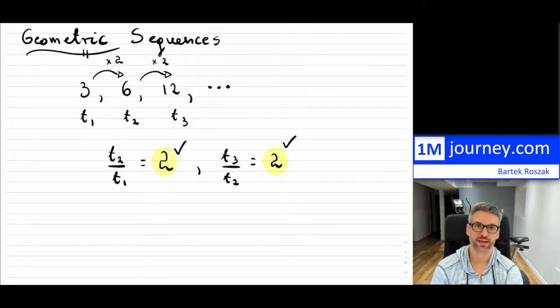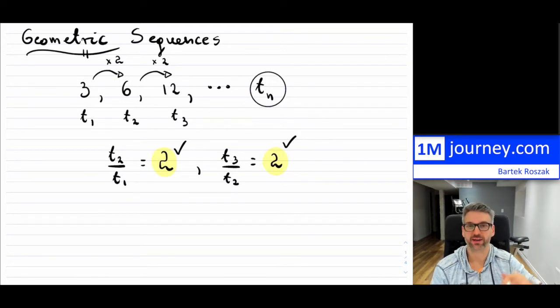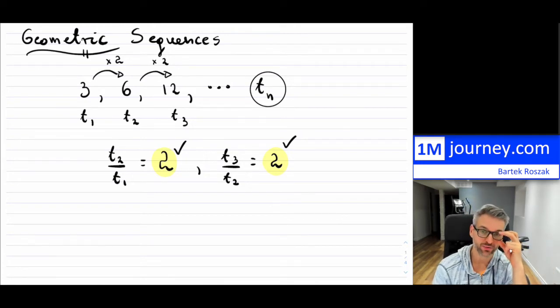Now, like in the arithmetic sequences, we want to find the general term. If we keep going, what would the general term be for n, where n could be 10 or 20 or 100? Can we find that general term expression? The answer is yes, and you can find it one of two ways. There's a recursive way of finding it.